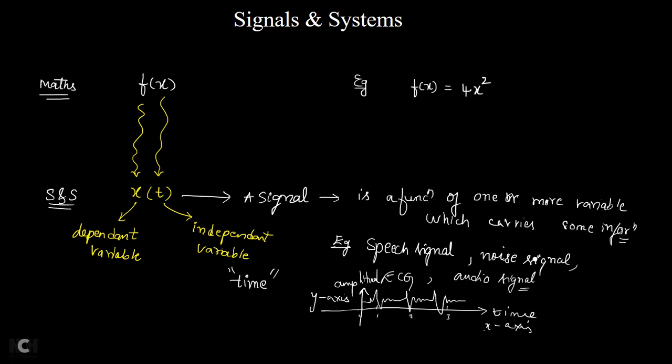Such signals which depend on only one variable are called one dimensional signals, 1D signals. D stands for dimension. So any signal which depends on only one variable is called a one dimensional signal. Speech signal, noise, and audio signal are all examples of one dimensional signals.